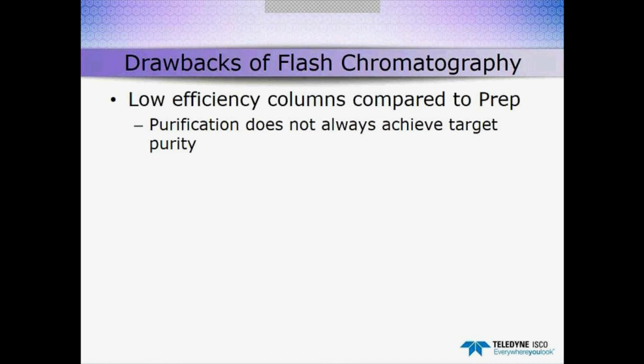Drawback, well, those same large columns actually are fairly low efficiency when you compare them to prep. A prep column today is 5 or 10 micron particles. A flash column has a wide particle size range, somewhere between 20 to 40 micron. And so that leads to lower efficiencies. So the end result is sometimes the purification doesn't always achieve the target purity levels that you're trying to shoot for.